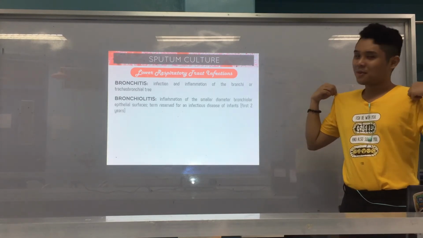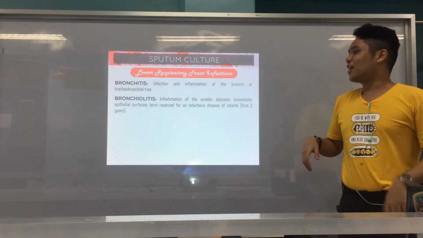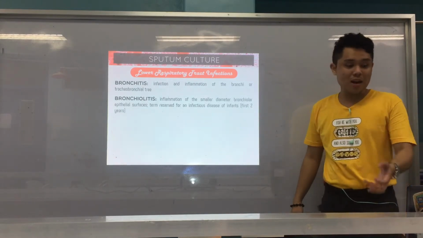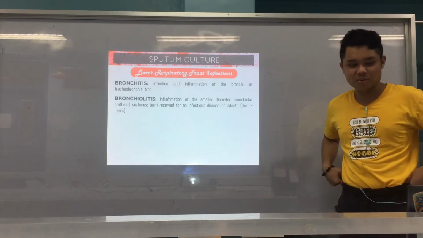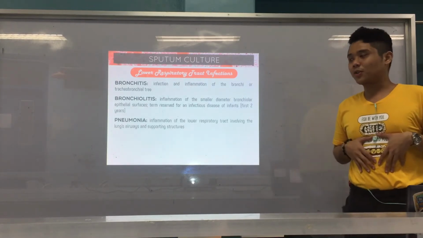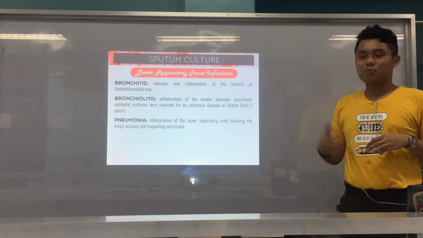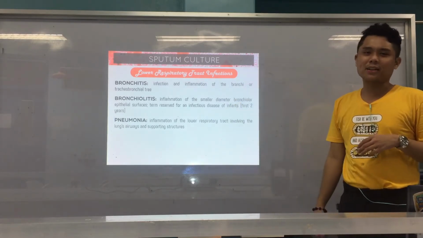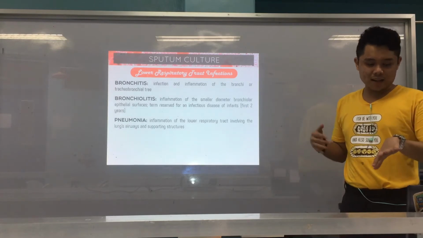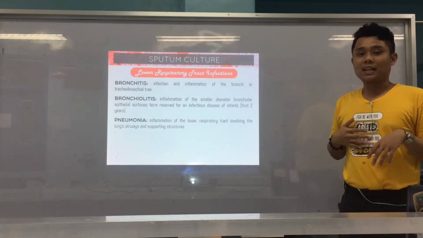It is a term reserved for infectious disease of infants. So bronchiolitis is inflammation of the bronchioles. Next is pneumonia, inflammation of the lower respiratory tract involving the lungs, airways, and supporting structures. You commonly hear the term pneumonia; when you say pneumonia, it means lower respiratory tract infection.